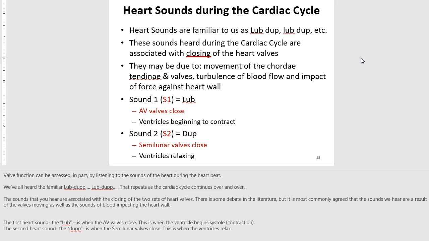The first sound that you hear, the lub, is when the AV valves close. So this is during ventricular systole, or when the ventricle contracts. So lub is the closure of the AV valves. That's called sound 1. The second sound, sound 2, is the dub. So dub is when the semilunar valves close, and that's when the ventricles relax.